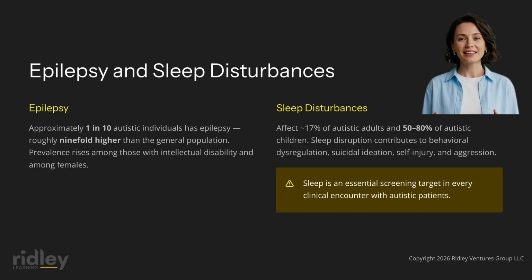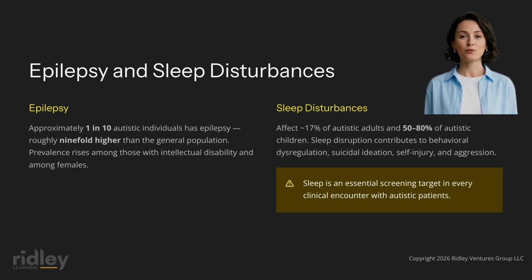Epilepsy is the most clinically consequential neurological comorbidity. Approximately 1 in 10 autistic individuals has epilepsy, with prevalence rising substantially among those with co-occurring intellectual disability and among autistic females. Underwood and colleagues' Welsh population-level healthcare record study, which examined records of 3.6 million individuals between 2001 and 2016, documented a roughly ninefold increase in risk relative to the general population.